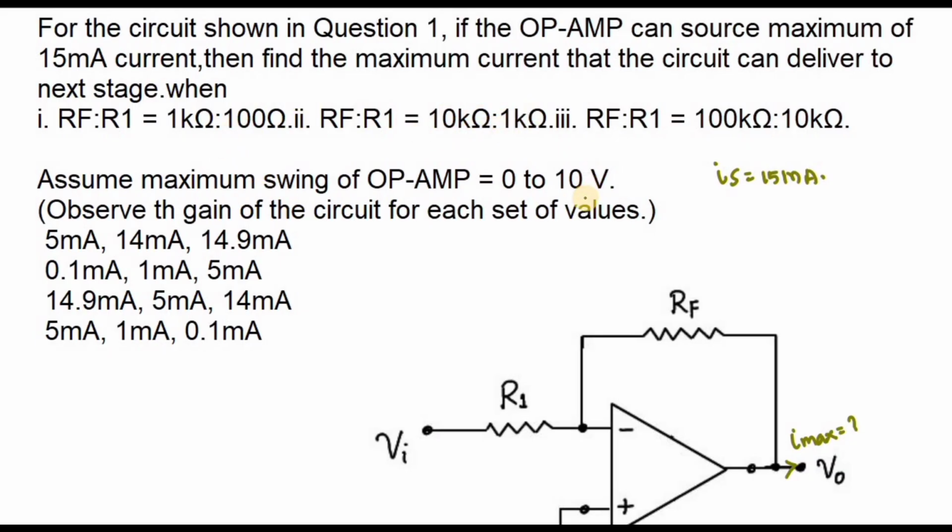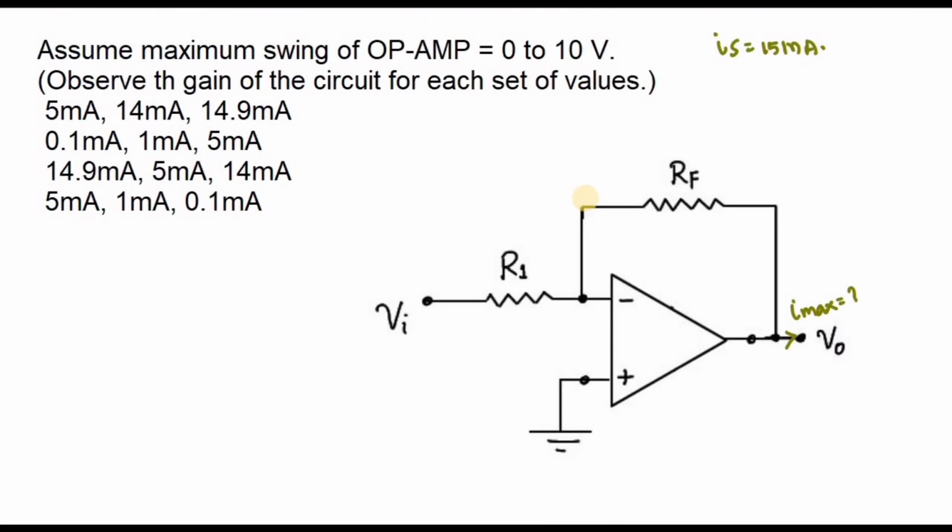So how to solve this problem? Here I can take this current as IS, and this one as IF. So I can write IS plus IF is equal to Imax. They are given the values for IS, right? So the IS value is 15 milliamps from this one. So this is 15 milliamps.